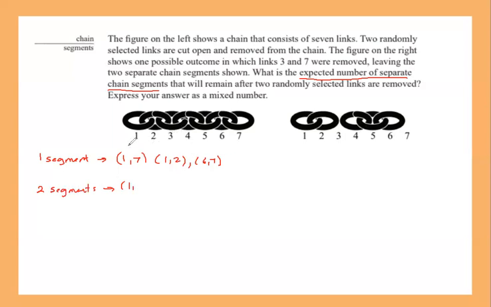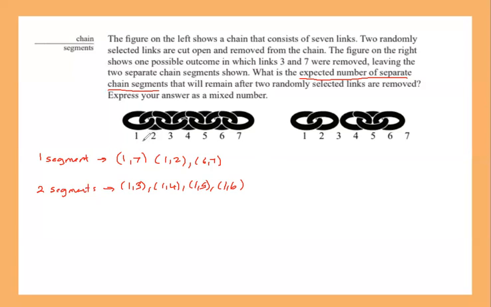So I can remove 1 and 3. If I remove 1 and 3, that will leave a 1 link, as well as the remaining 4 links on the right side. I can also remove 1 and 4, or 1 and 5, or 1 and 6. I don't want to do 1 and 7 because that is what we did for the 1 segment case. So I can remove 1 with 3, 4, 5, or 6.